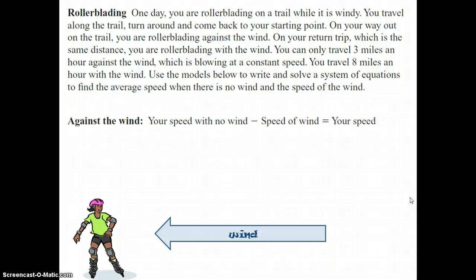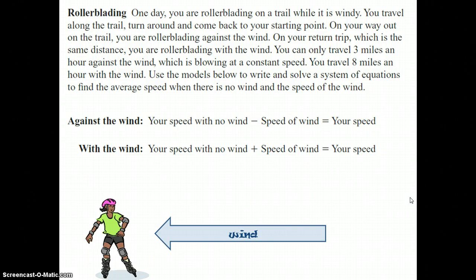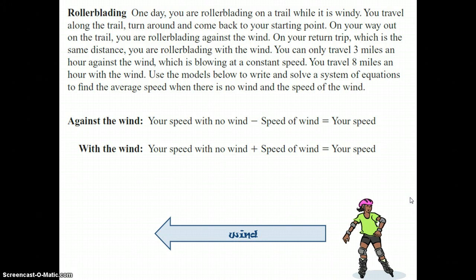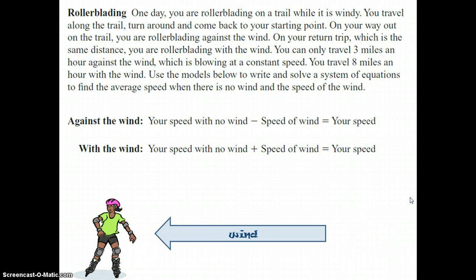So these are the verbal models we have. When you are going against the wind, it's your speed with no wind minus the speed of the wind, so it slows you down, and that's your speed. When you're with the wind, you have your speed with no wind plus the speed of the wind, that's making you faster. All right, so look at what happens. This is going against the wind. Then you're going to turn around and go with the wind. So you go faster when the wind is with you, blowing you.